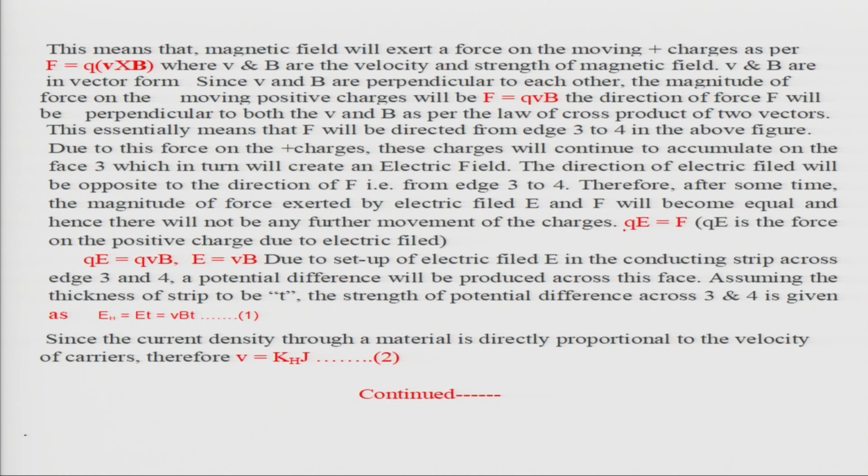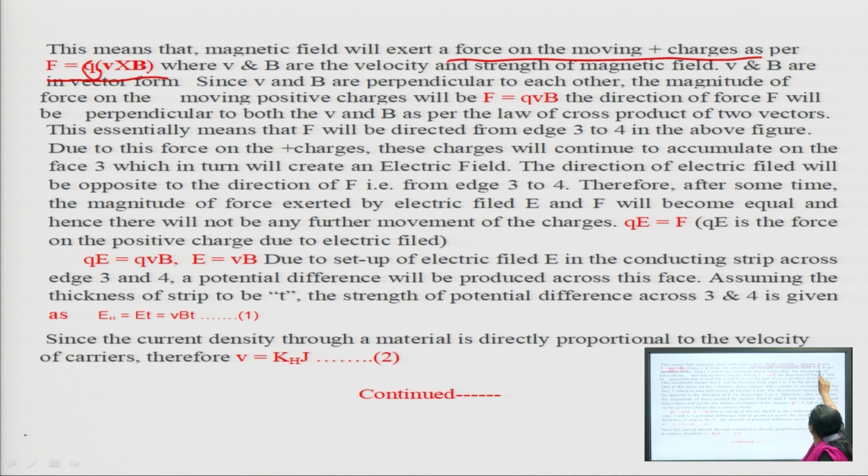Then this means the magnetic field exerts a force on the moving charges as per the equation F is equal to Q into V into B. Here V is the velocity of charges, Q is the charge, and B is the magnetic flux density, in vector form. Since V and B are perpendicular to each other, the magnitude of the force on a moving positive charge will be F is equal to QVB.